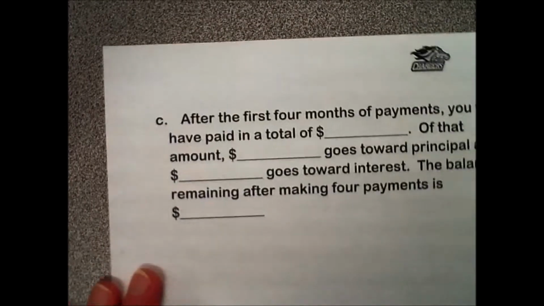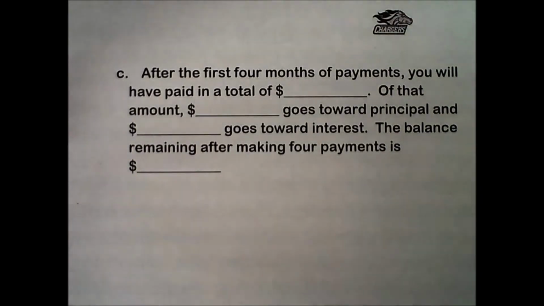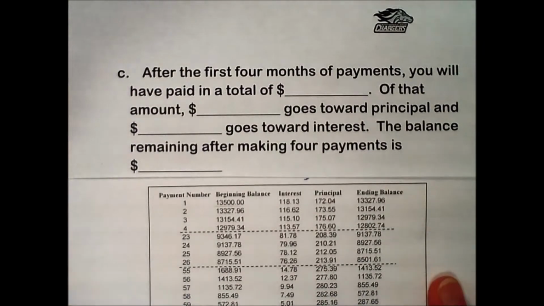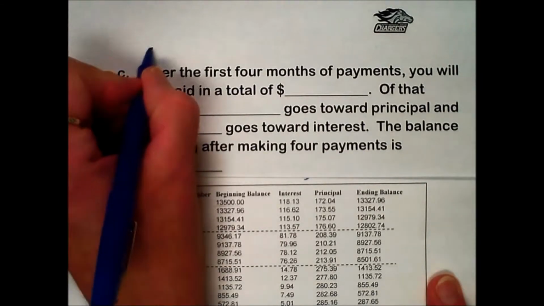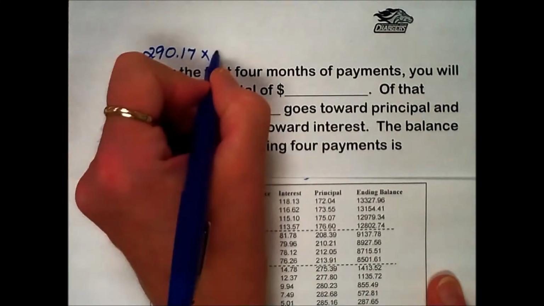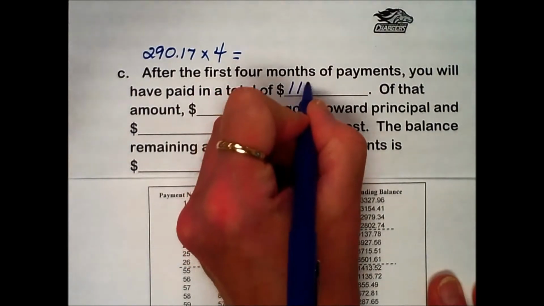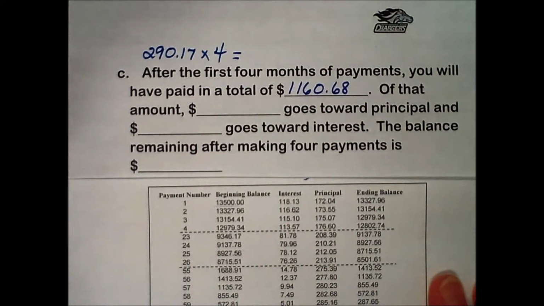The next question is part C. After the first 4 months of payments, you will have paid a total of. Now this information we're not going to be able to pull off from the schedule. We'll have to do calculation of that. The monthly payment in this problem is $290.17. They're asking after 4 months, how much will you have paid? So we need to multiply that monthly payment by 4 to get our answer for this question. The result is $1,160.68 when we multiply those numbers.